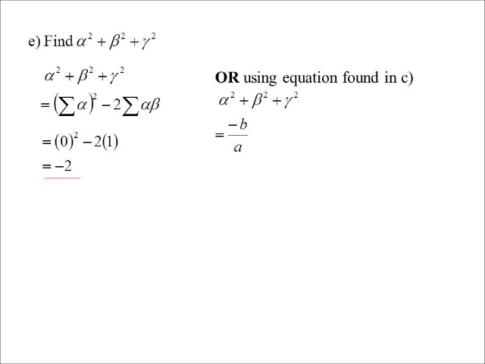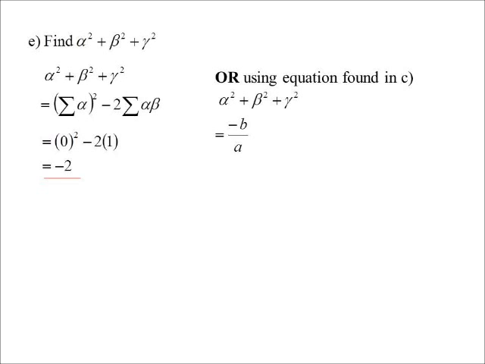It gives us another way of finding alpha squared plus beta squared plus gamma squared. Yes, we could go back to our original equation, and we know it's the sum of the roots one at a time squared minus 2 times the sum of the roots two at a time, which turns out to be negative 2. But we've created a new equation that has the solutions alpha squared, beta squared, gamma squared. So really it's just the sum of the roots of that new equation, minus b on a.